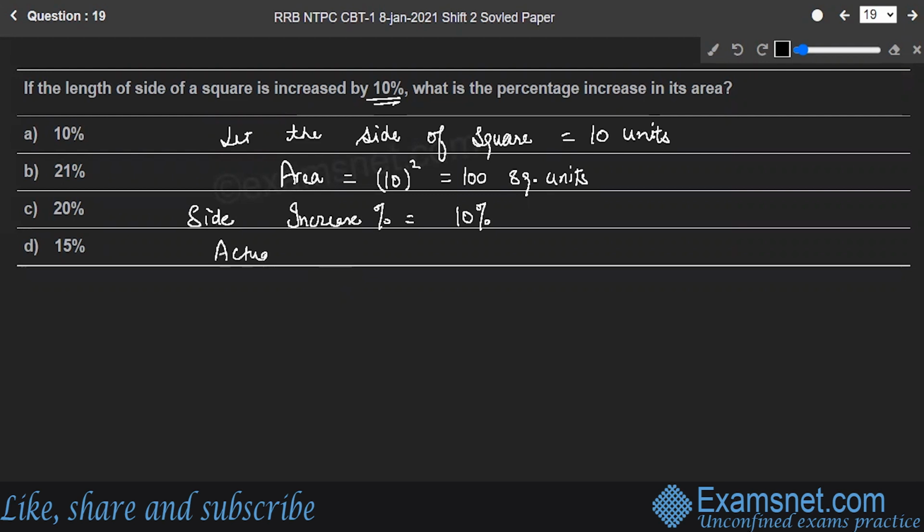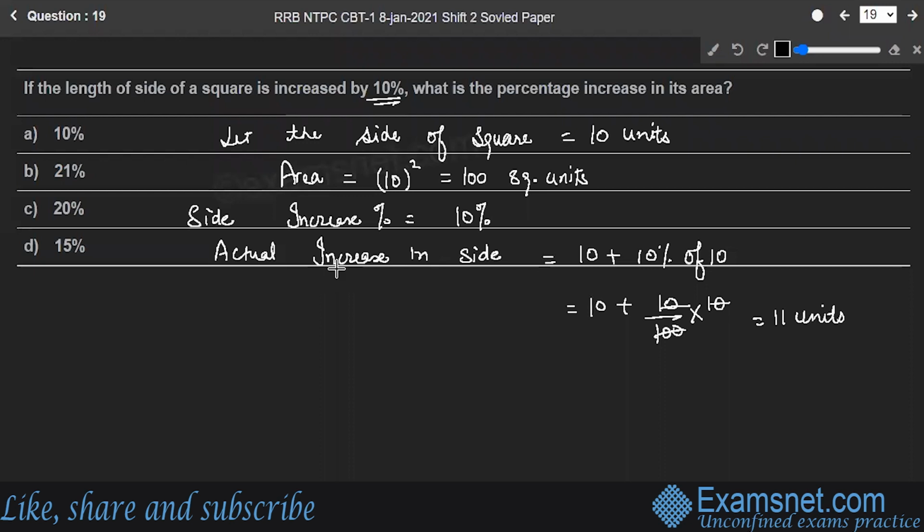Actual increase in side is 10 plus 10% of 10. So 10 plus 10% of 10 is equal to 11 units. So this is the new side. Now, the new area is side square, which is 121 square units.